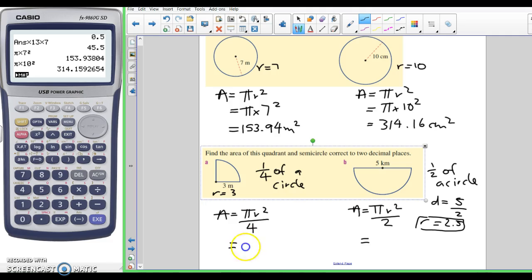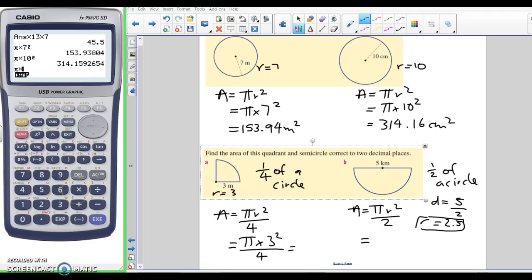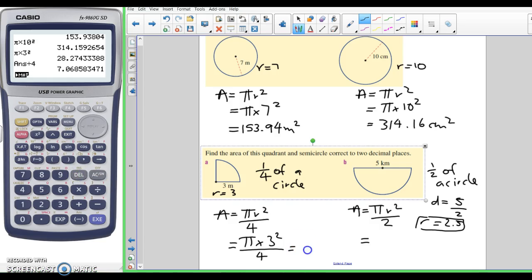Okay, so this is important because we need that for that part. So we go back over here, pi times 3 squared over 4, and we'll get an answer. So we do shift pi times 3 squared, get the answer to that, divide the whole thing by 4, my answer will be 7.07 meters squared.